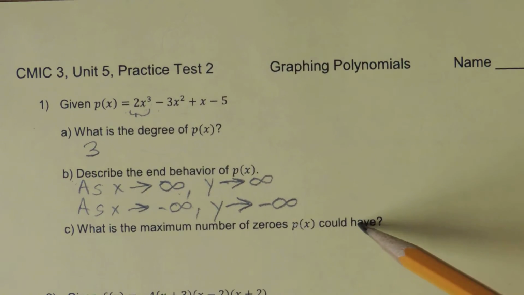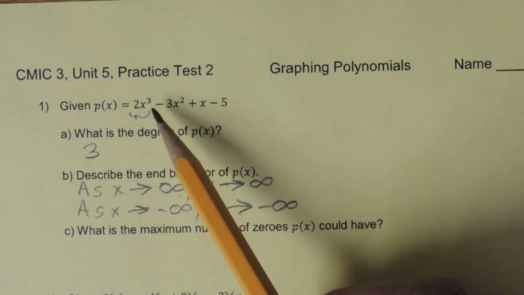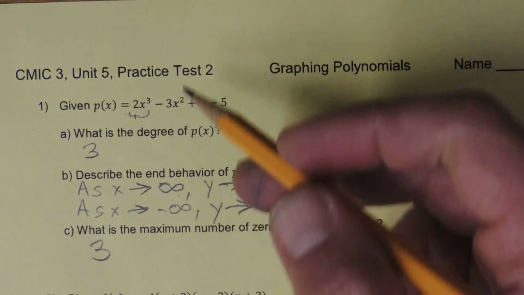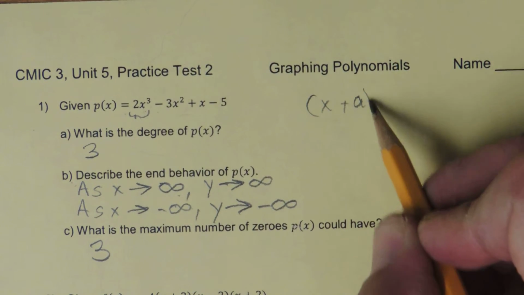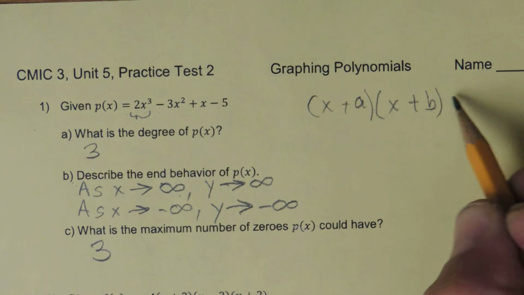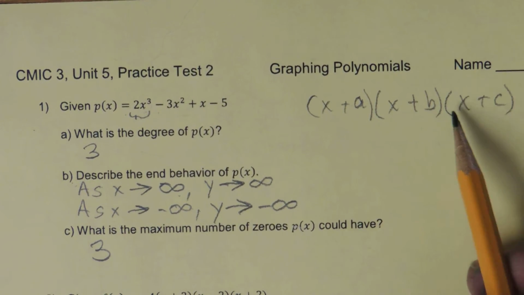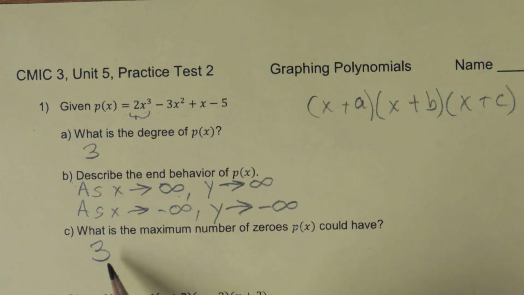And for the maximum number of zeros, we found that the maximum zeros we could have is the same as our degree. So the maximum number of zeros is 3. Because I got this by taking x plus something times x plus something else times x plus something else. That's the only way I can get x to the third power. The most number of zeros I could have is 3.